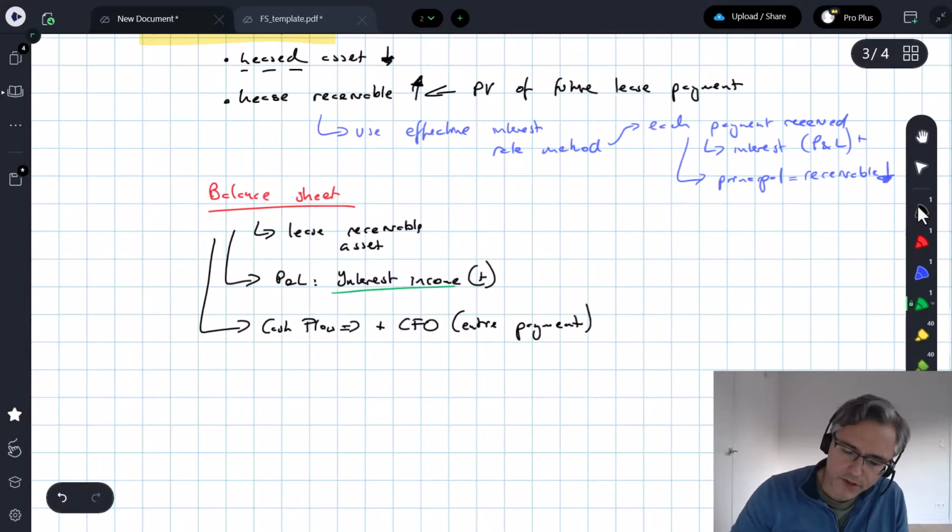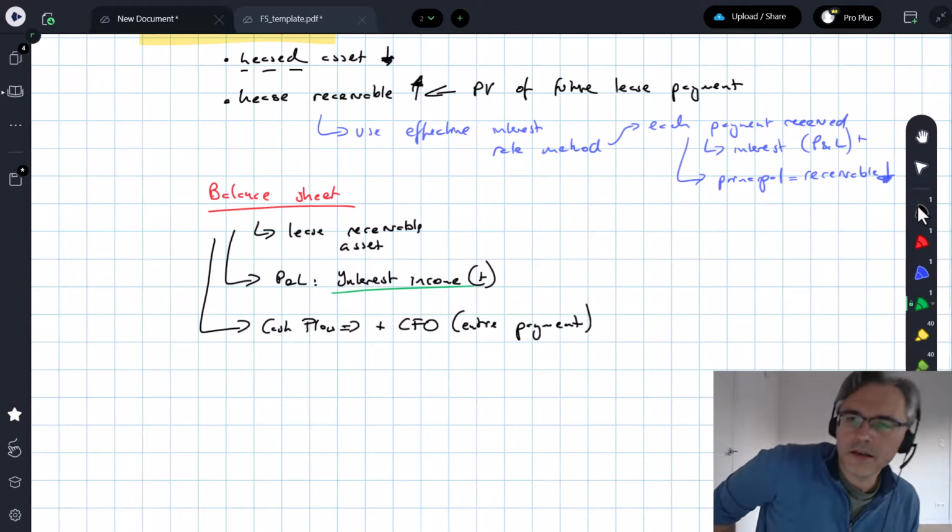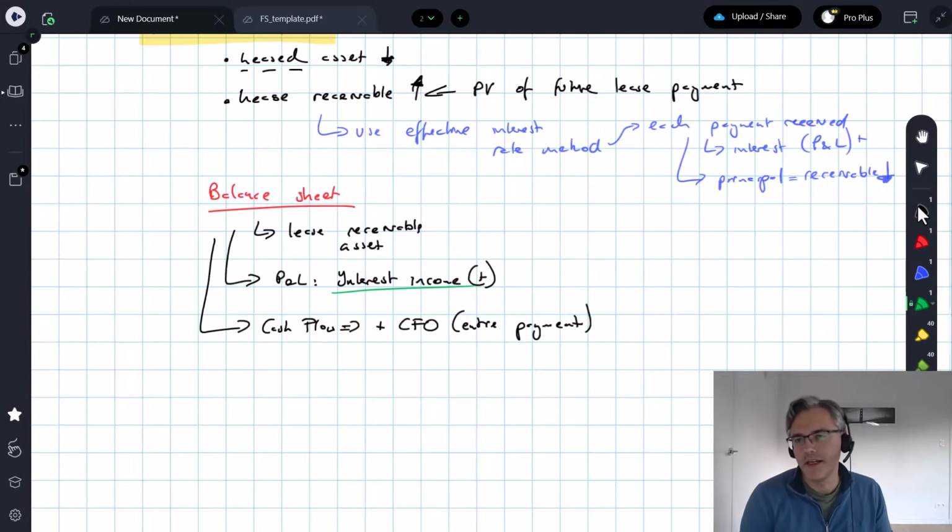Now your book also says that if it's the company's primary business to be a lessor, then probably this interest income will be actually shown as the top line, as revenue, because making this type of income is your sort of primary way of generating something positive.